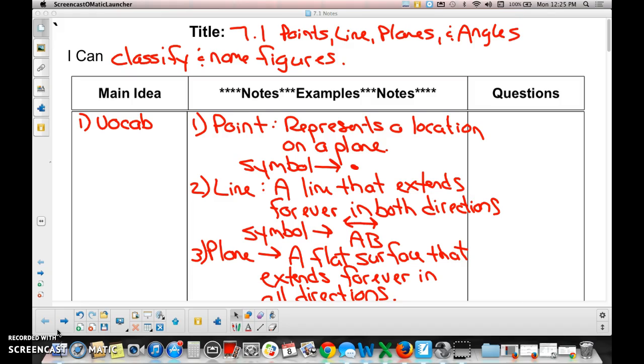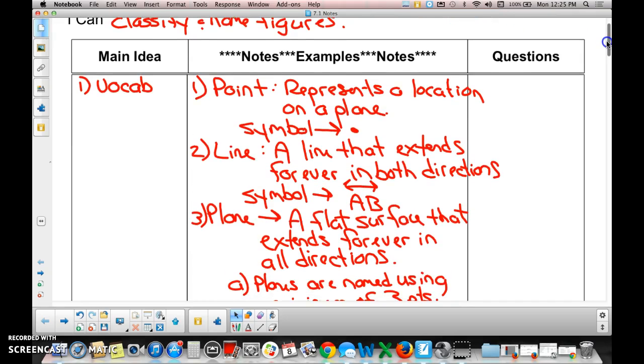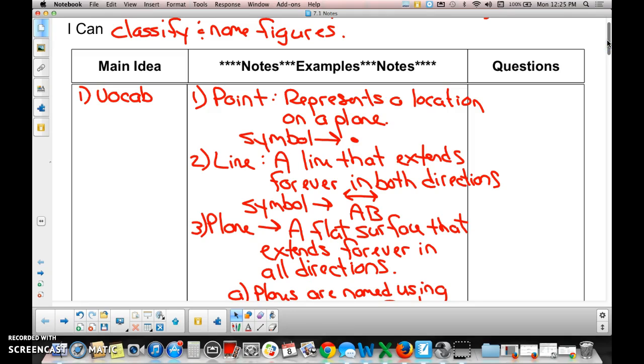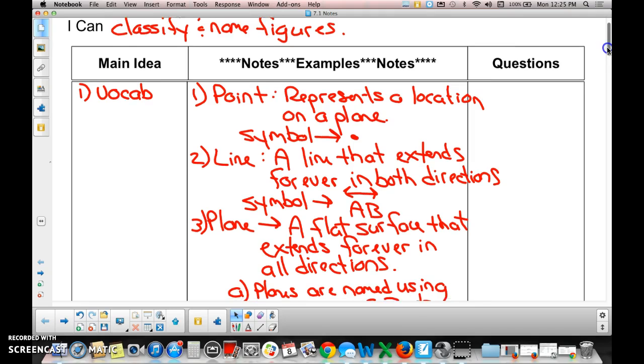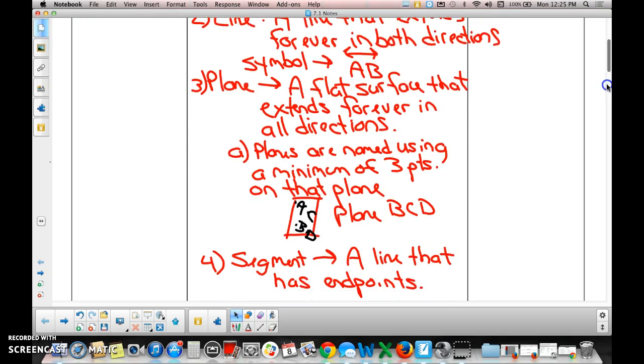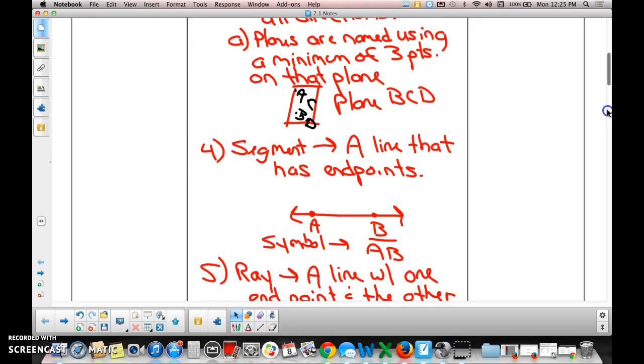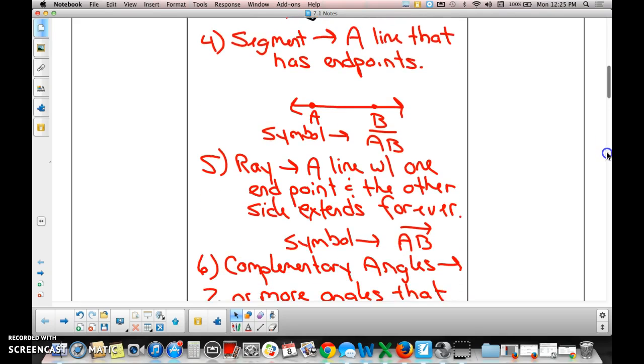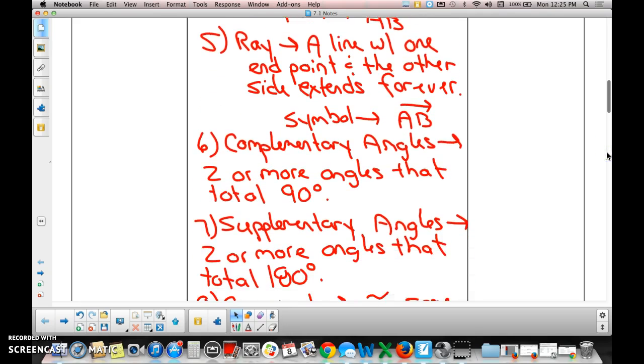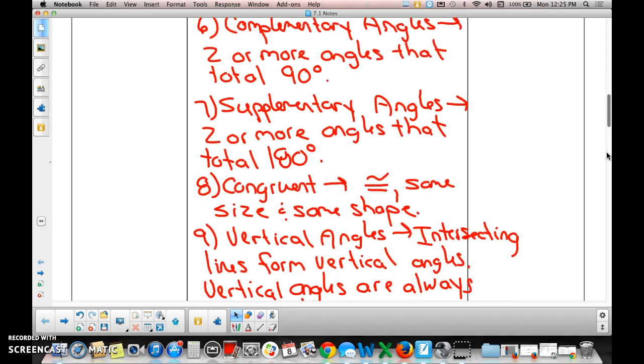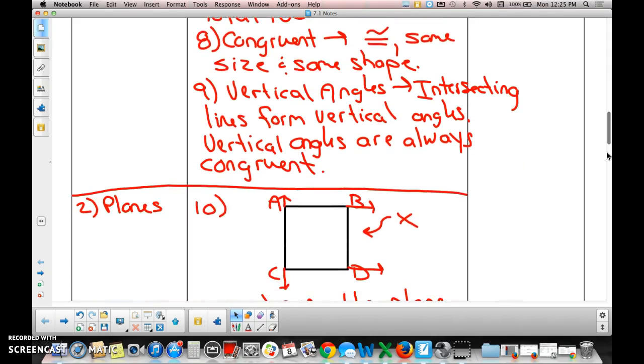Number one, main idea: lots of vocab words and a lot of symbols that you have to get down. A lot of it is common sense. For example, the symbol for a point is a point. The symbol for a line, not so much common sense, but you have two arrows on either end of a line. We have planes, segments, rays, complementary and supplementary angles, and congruent, which is something you already knew from last chapter, and then vertical angles and what they are.